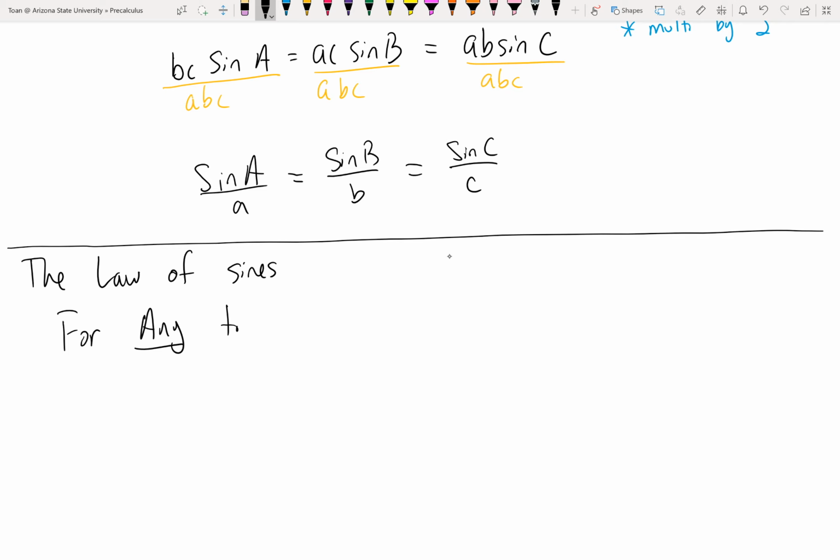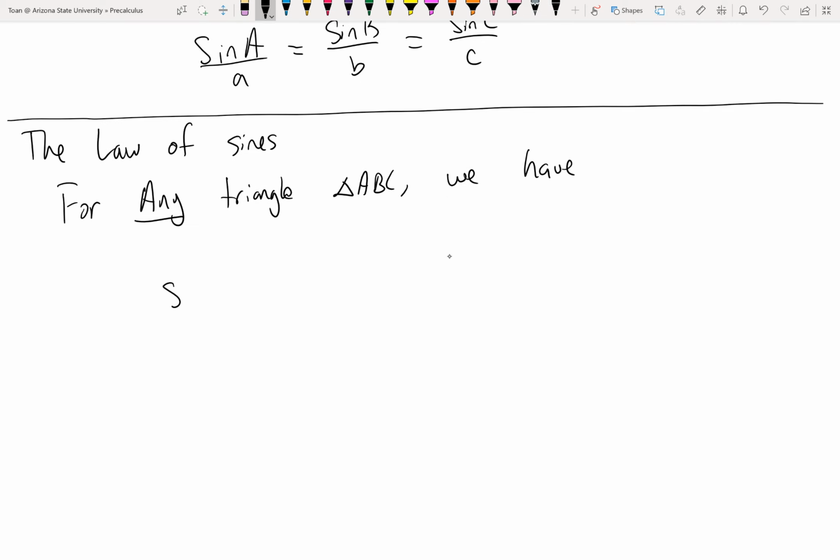For any triangle ABC, we have sine of A over little a equaling sine of B over little b equals sine of C over little c.